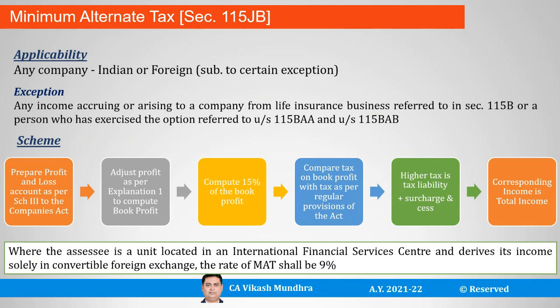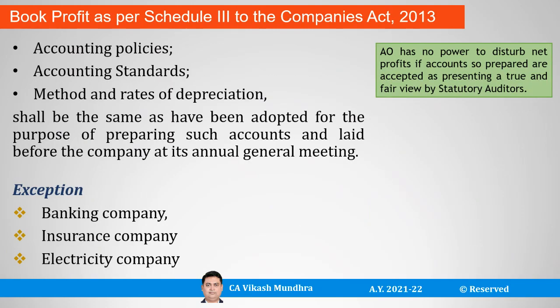What is the scheme? Prepare the PL account as per the relevant act. Adjust that profit. The profit in the PL account should be adjusted as per Explanation 1 to Section 115JB. The resulting figure is your book profit. Compute 15% of book profit. Compare that 15% of book profit with your regular tax liability. Whichever is higher shall be considered as your tax liability. Apply surcharge and cess accordingly. That's all. Got it? Now next.